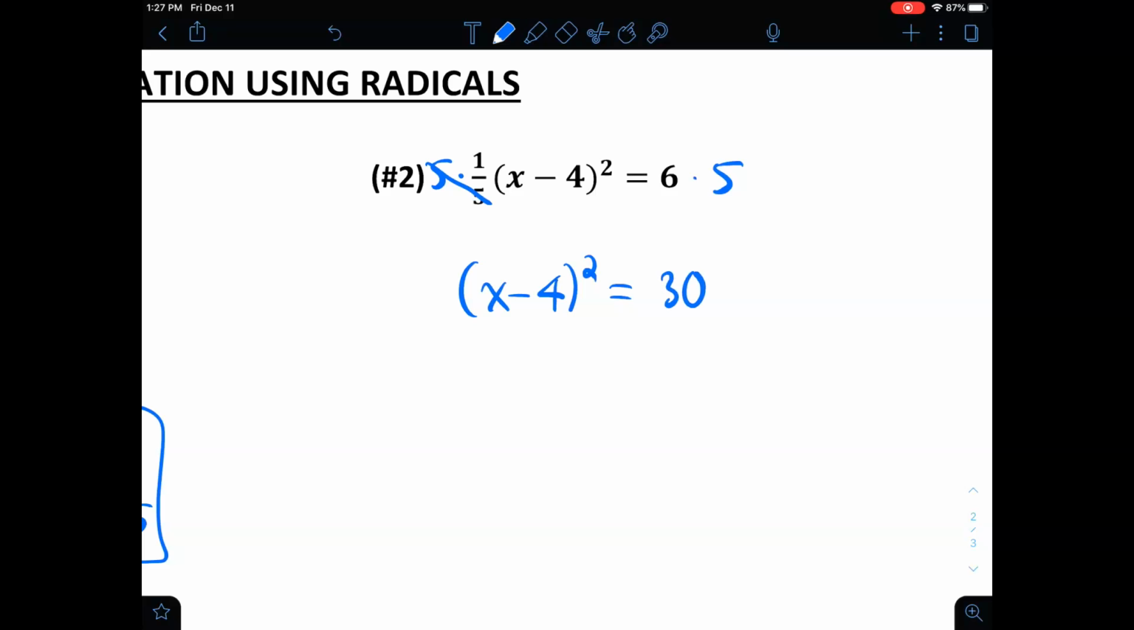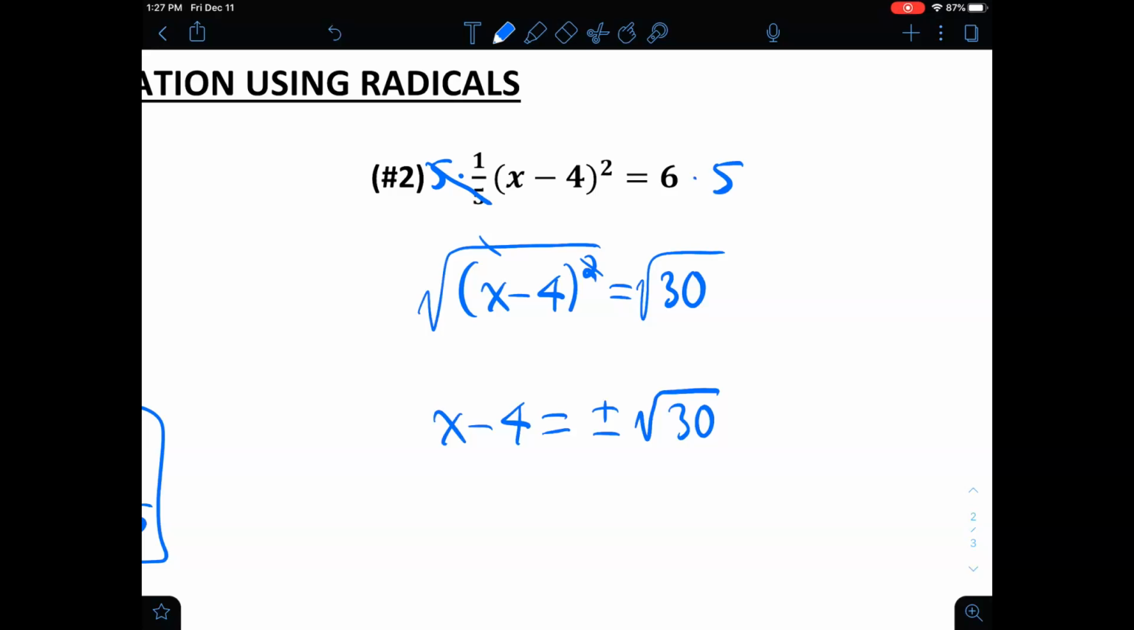All right. Now, we're not going to expand this out with FOIL. We're going to actually try to get the x minus 4 by itself. So how do I undo squaring x minus 4? Well, I take the square root of both sides. So we're going to get, these are going to cancel now. We're going to get x minus 4 equals plus or minus. Is 30 a perfect square or no? It is not. So we're going to leave it as plus or minus square root of 30.